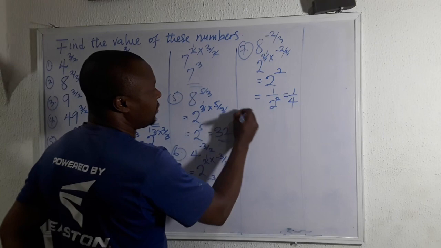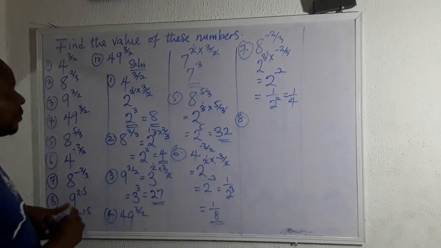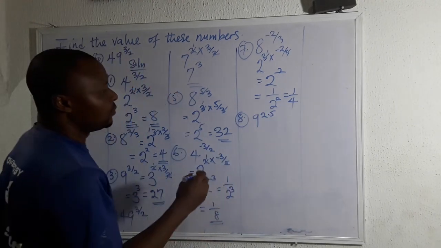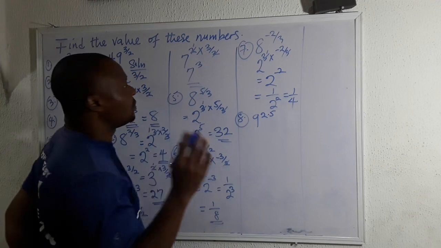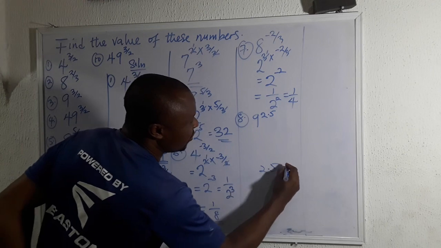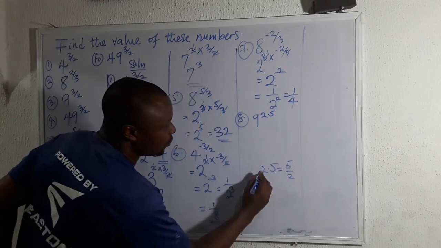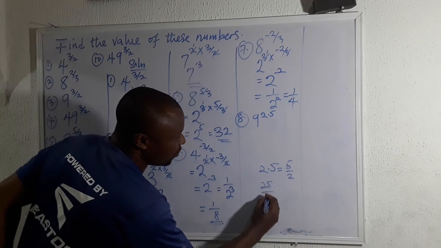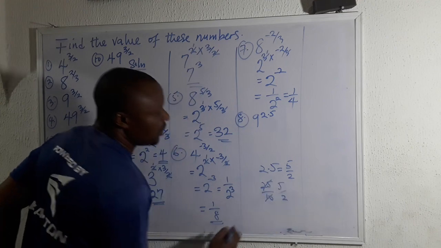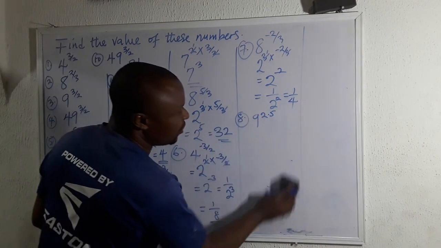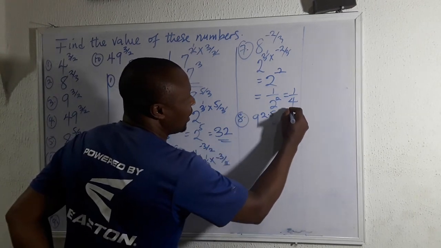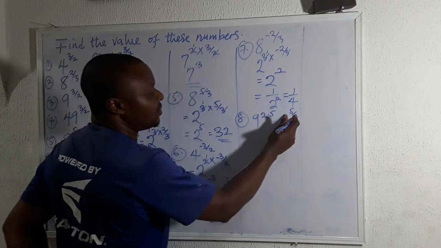So we have number 8. Number 8 is 9 raised to the power 2.5. Now, it is important to know that this 2.5 is the same thing as 5 over 2. How is that so? Because 2.5 is the same thing as 25 over 10. Now 5 into this is 2, 5 into this is 5. So 2.5 is the same thing as 5 divided by 2. So we can write this as 9 raised to the power 5 over 2. It's the same thing as 2.5.